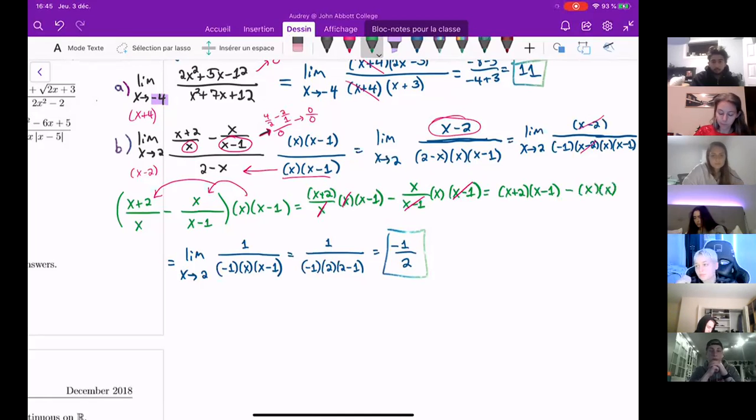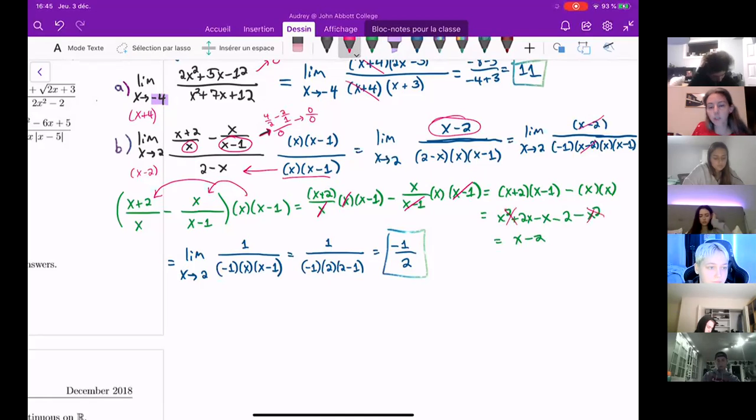Okay, I see. That makes sense? Yeah. Which gives me x minus 2. Goodbye, goodbye. Okay, are there any other questions about this limit or about canceling denominators? Then let's do C.